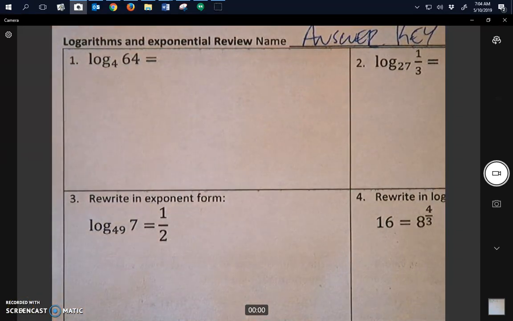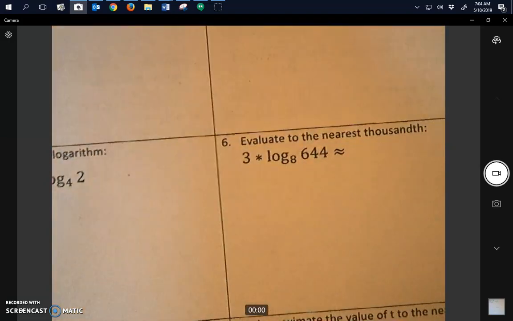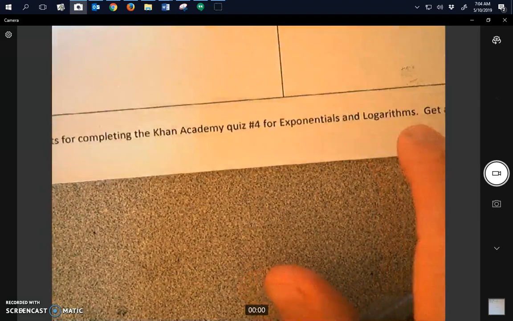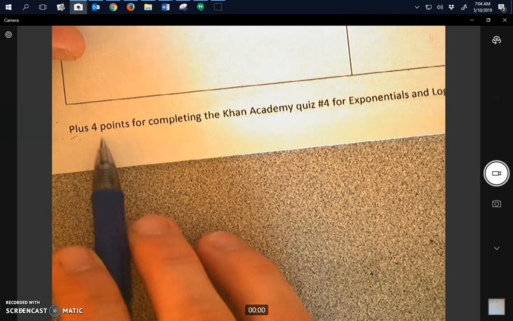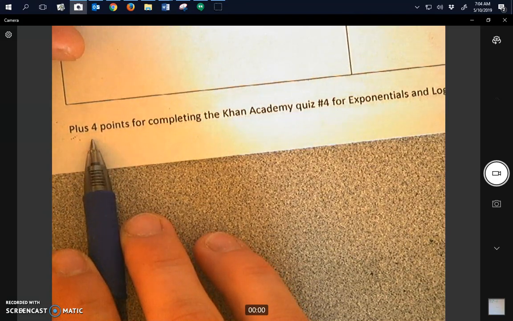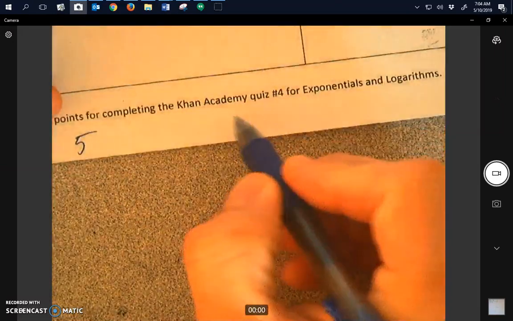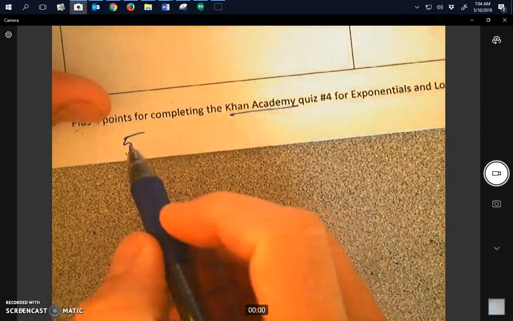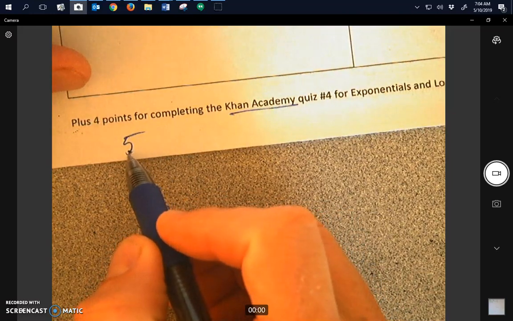All right, logarithms and exponential review. So this is the paper test, and there's no graphs on this. The way I'm doing the graphs is, if you look at the bottom of this, once you do this quiz test, there will be a 4-point test as well. There's 5 questions online on Khan, and I'm going to give you points. I'm going to grade out of 4, so the highest score you can get out of this will be 4.